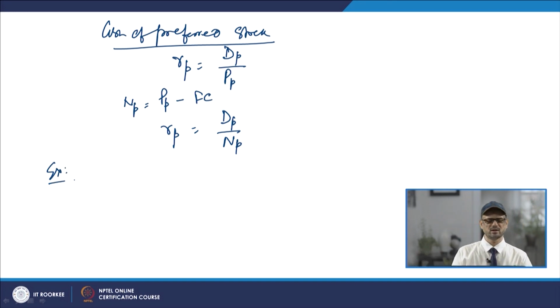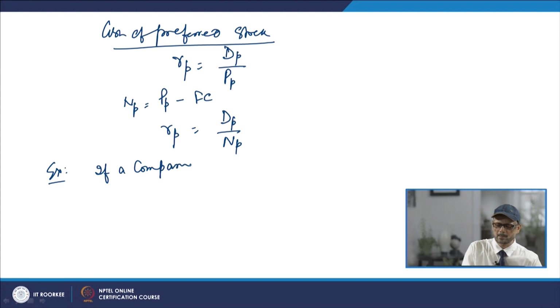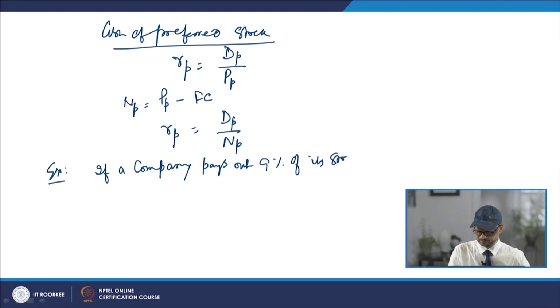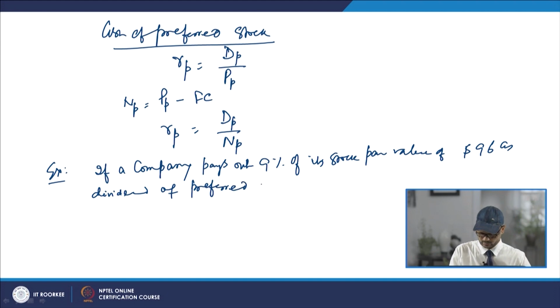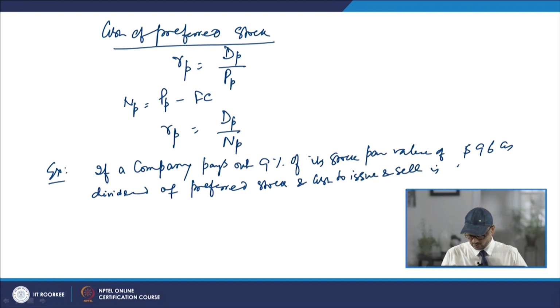So, for example, suppose a company pays out 9% of its $96 par value as dividend on preferred stock, that is, 9% preferred stock, given that the cost to issue and sell is $4. In that case, what will be the cost of the stock?